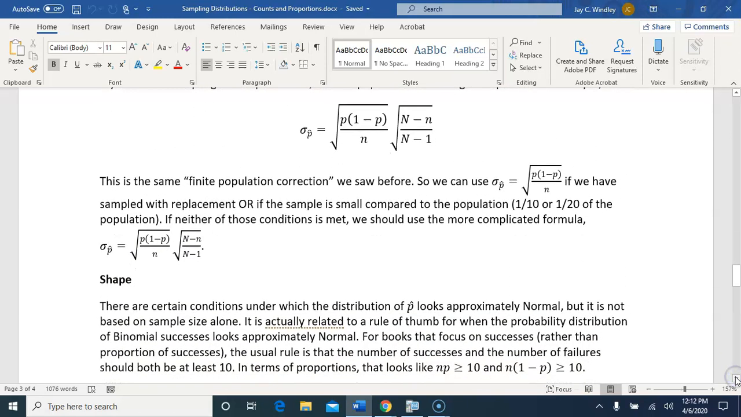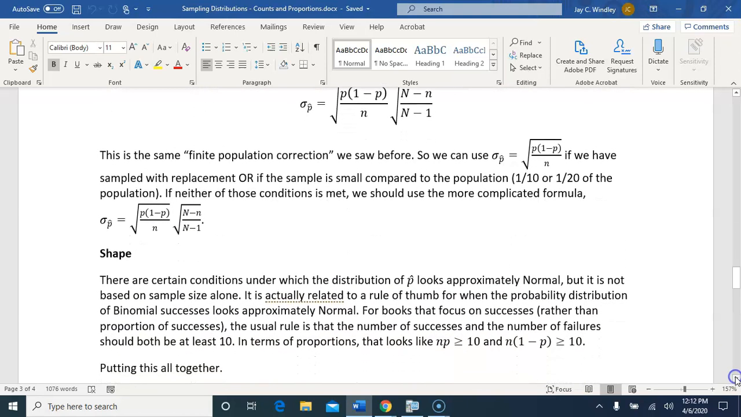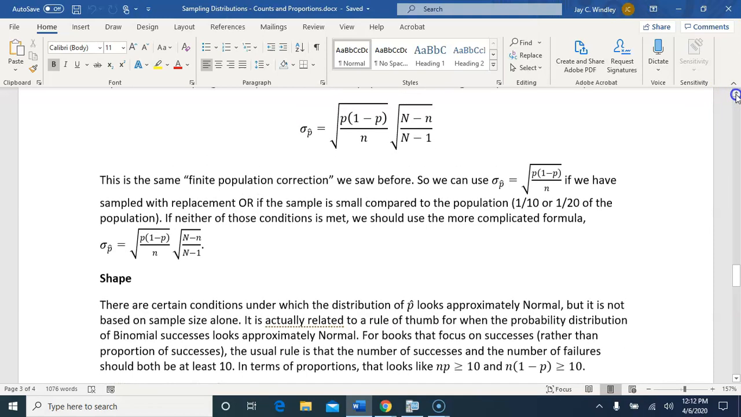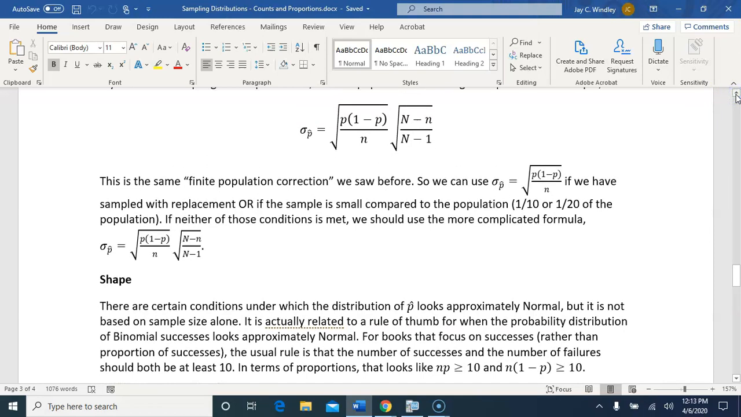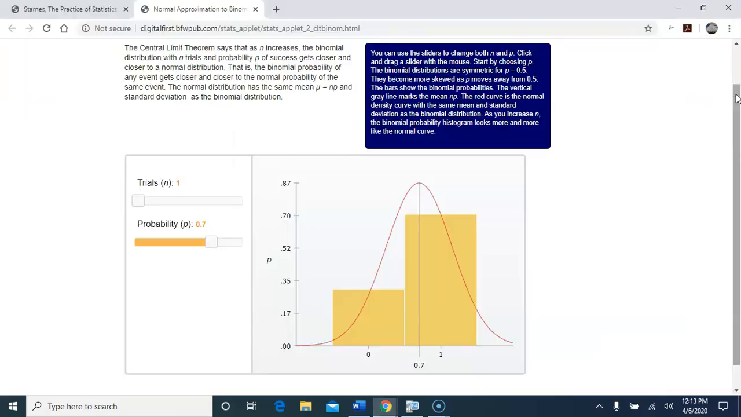Then let's talk about the shape. There are certain conditions under which the distribution of p-hat looks approximately normal. But it's not based on sample size alone, like that magic number of 30 that we had for the sampling distribution of x bar. It's actually related to a rule of thumb for when the probability distribution of a binomial looks approximately normal. So if we can look at this over here, here's a little app to illustrate this.